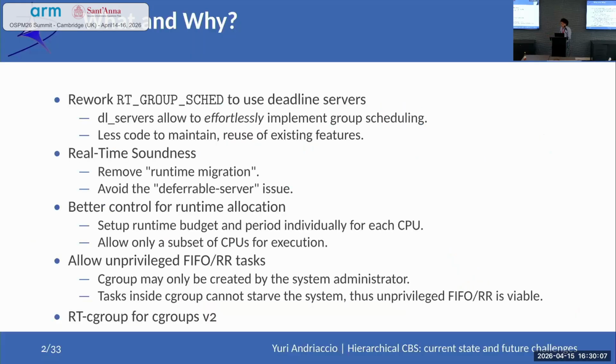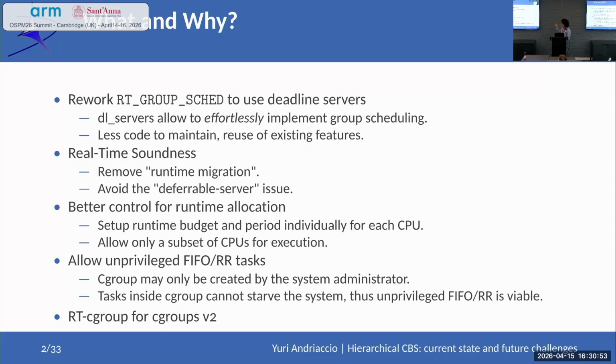What a Hierarchical Constant Bandwidth Server is, basically, is a rework of the RT group schedule. Instead of using the standard mechanism, we want to use deadline servers. Why? Because we are reducing the code to maintain, and it's also an almost effortless implementation for the same feature. This also increases the real-time soundness. We remove the runtime migration feature, and we avoid the deferrable server issue. So basically, we can use real-time containers in a more sound way for real-time.